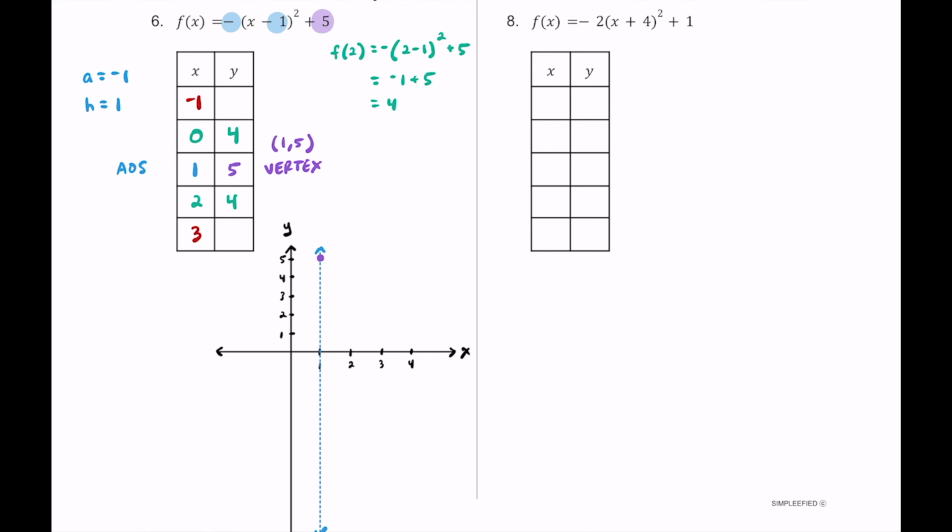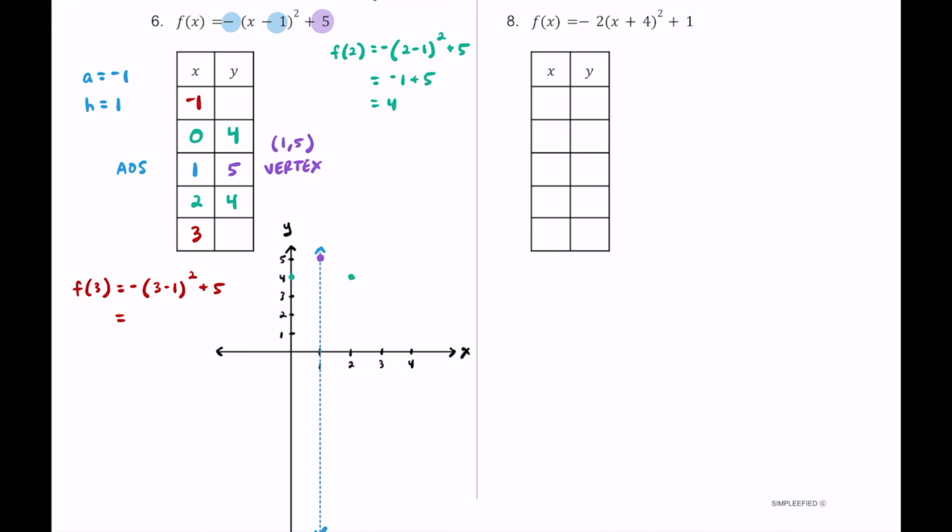Plotting 0, 4 down, that's going to be right along the y-axis, that's the y-intercept. And then for 2, 4, that's just going to be on the opposite side of the AOS, so that's going to be right around here. And then finally, what about when x is negative 1 and 3? Well, I'm going to go with 3 here, just because that's my preference. I'm going to go ahead and plug in here and say that this is going to be f of 3, and that's going to be the opposite of, and let's go with 3 minus 1, squared, and then plus 5.